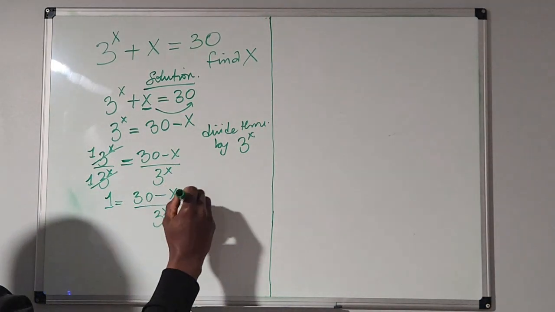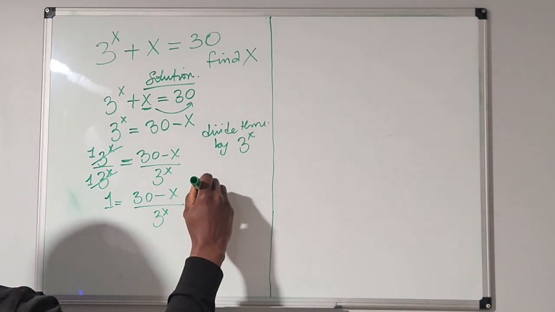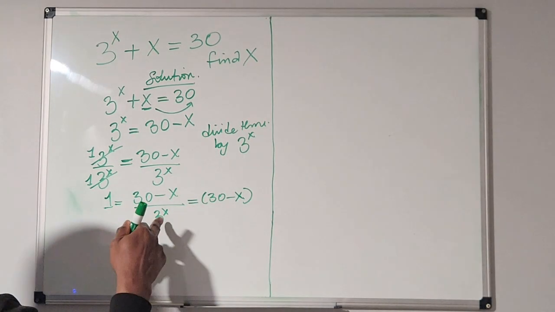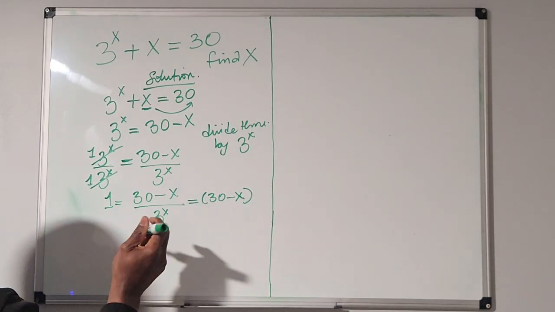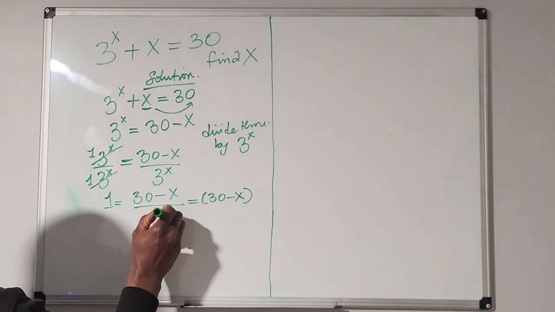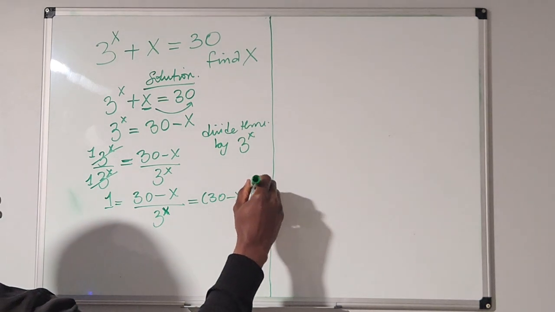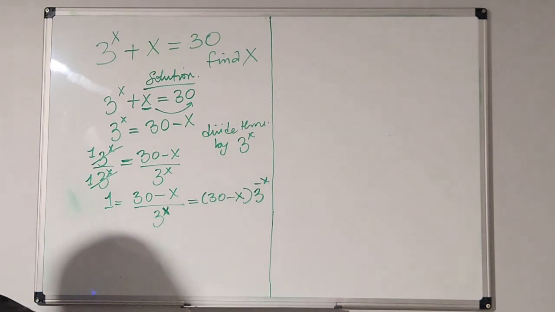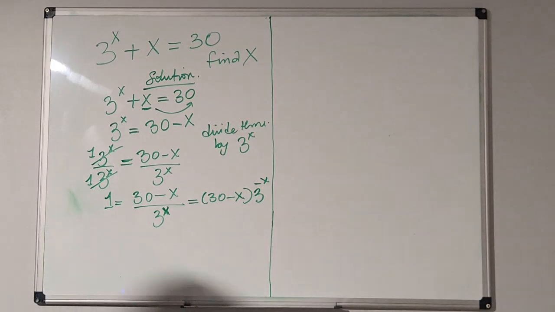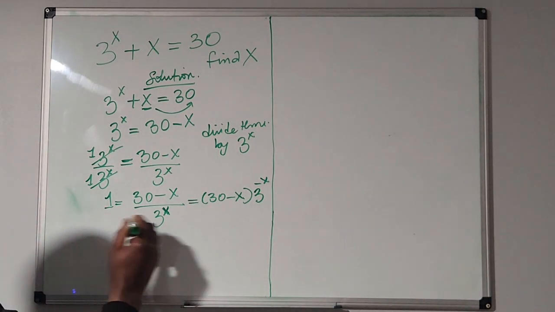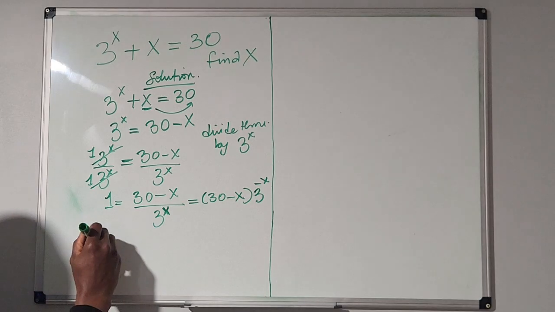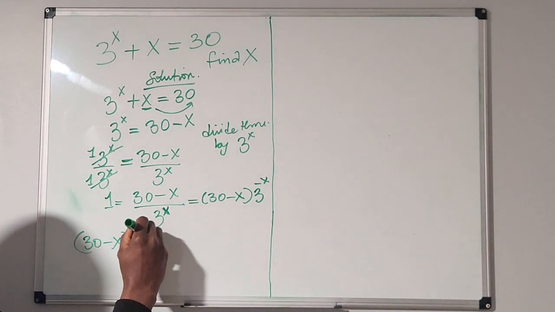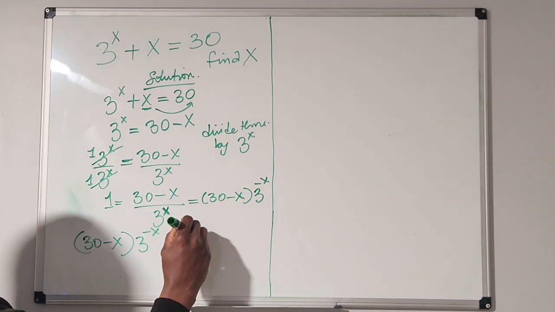And we can rewrite this to become, if 3 raised to power x goes to the top, the power gains a negative sign. So it becomes 3 raised to power minus x. Now we can rewrite this to become 30 minus x, 3 raised to power minus x equals 1.